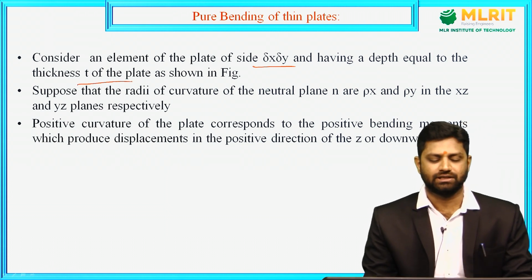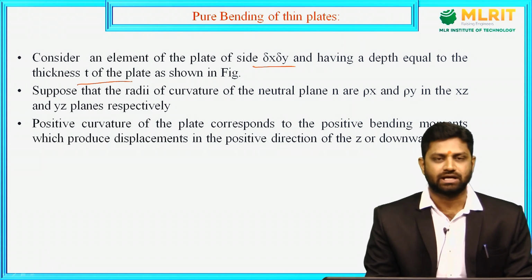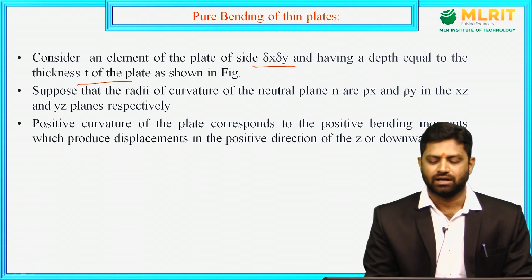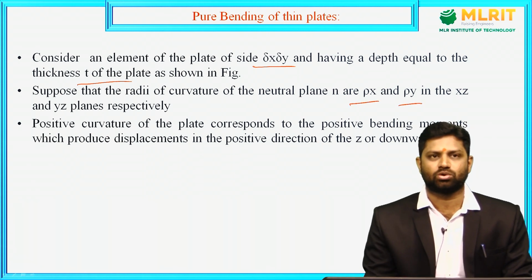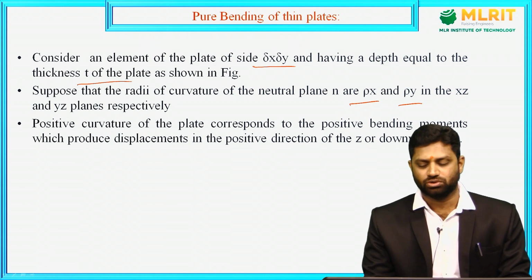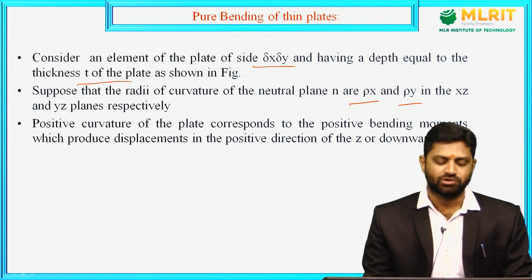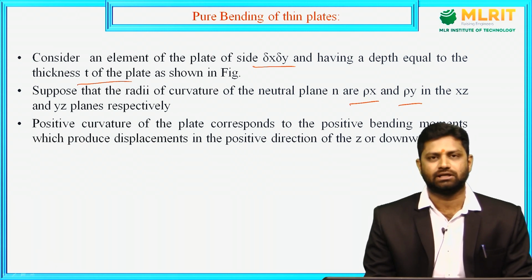We are going to see the figure also. Suppose, let us assume the radii of curvature along the x and y planes. Let's consider them as rho x and rho y along the xz and yz planes, and positive curvature of the plate corresponds to positive bending moments, which produces displacements in the positive direction of z, or in the downward axis.